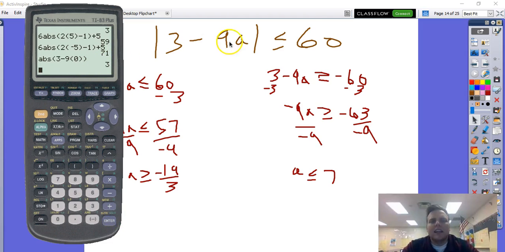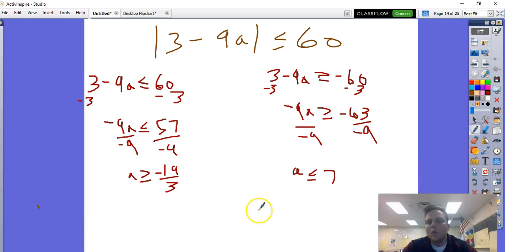And that gave me 3. Is 3 less than or equal to 60? Yes, it is. So that one worked. So 0 worked. Is 0 less than or equal to 7? Yes. So I already checked it for both of these. Woohoo! So now I can just jump straight into my number line.